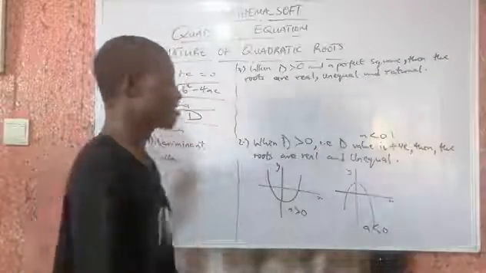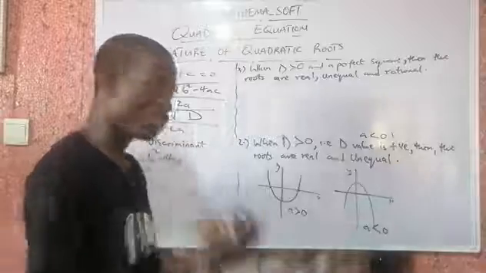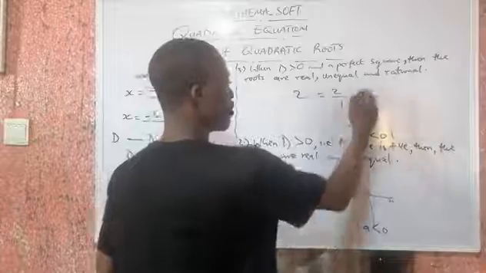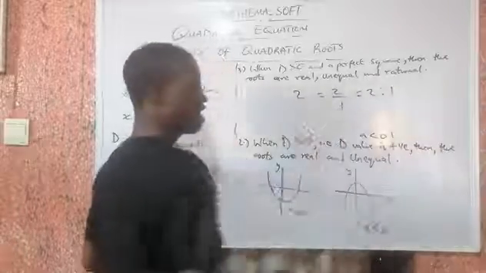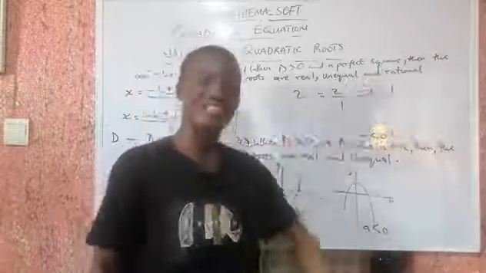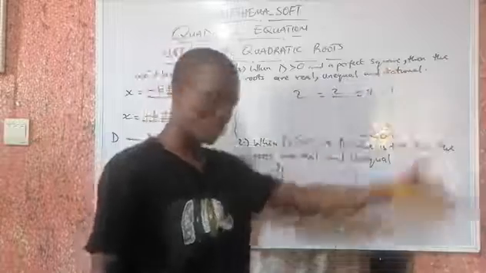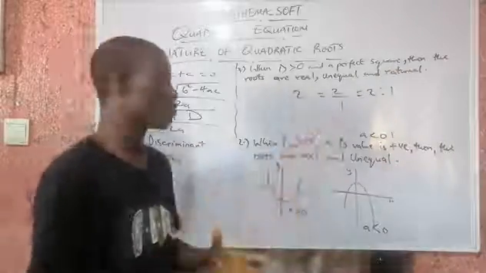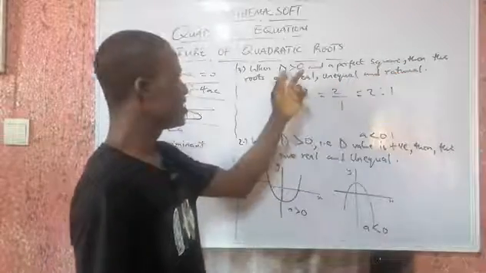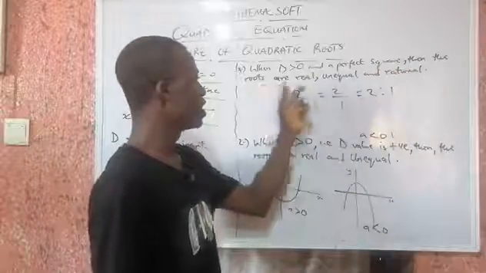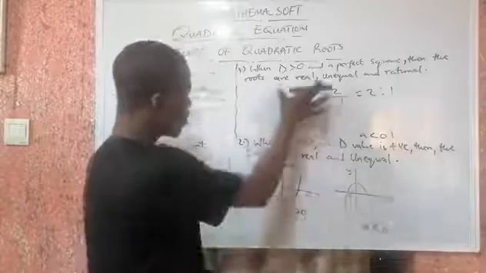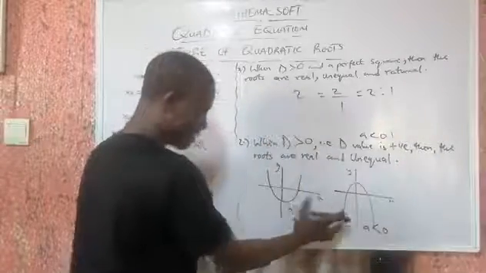What are rational numbers? Rational numbers are numbers that can be expressed as a ratio. 2 is rational because you can write 2 as 2 over 1, which is 2 ratio 1. So any number that can be expressed as a ratio is rational. In fact, the word rational is derived from the word ratio. When you check our class under SOD, you will understand this more. So these roots, with this condition, D greater than 0 and a perfect square, will be real, unequal, and also rational.